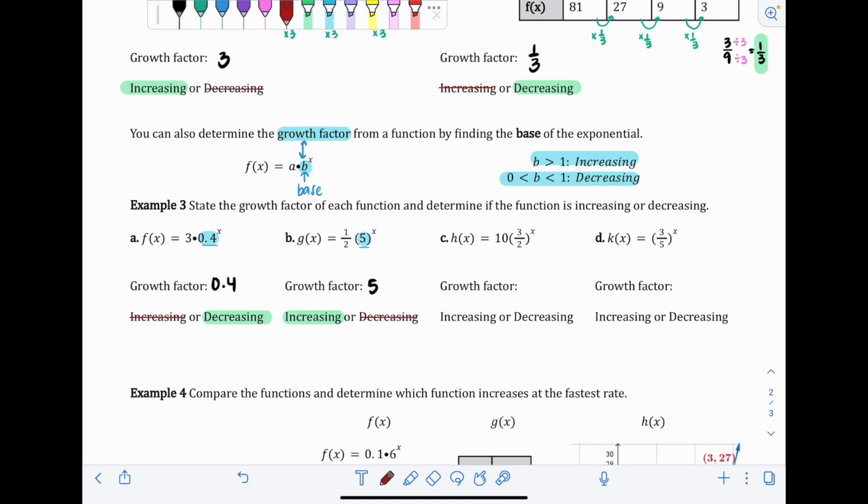For c, h of x equals 10 times 3/2 to the x power. The growth factor is going to be the same thing as the base, so we need to identify the base. It's just the number being raised to the x. It's 3/2.